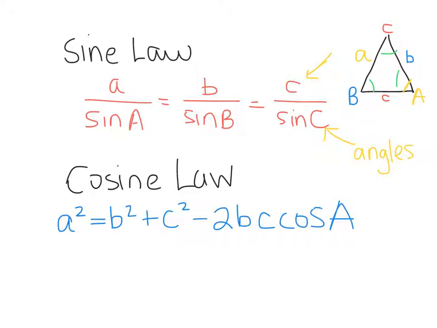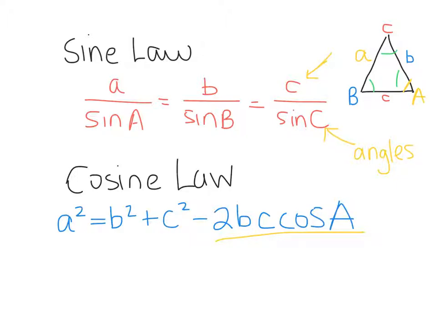Okay, and then the cosine law looks like this. a squared equals b squared plus c squared minus 2 times b times c times cos A. These things are all being multiplied by each other, and you need to multiply those before you can add and subtract the other things. We can also rearrange this formula to isolate cos A.